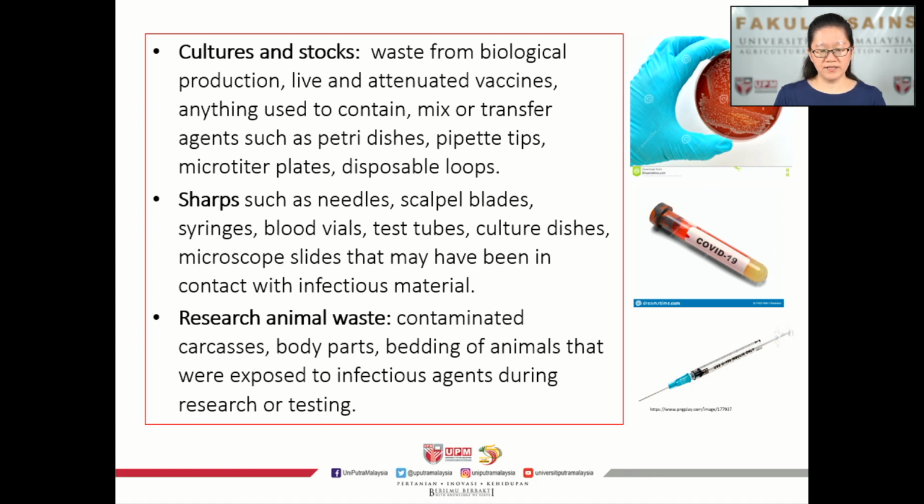Sharps such as needles, blades, and vials that may have been in contact with infectious materials, and also research animal waste including contaminated carcasses, body parts, and bedding of the animals that were exposed to infectious agents during research or testing are also included under biohazard materials.